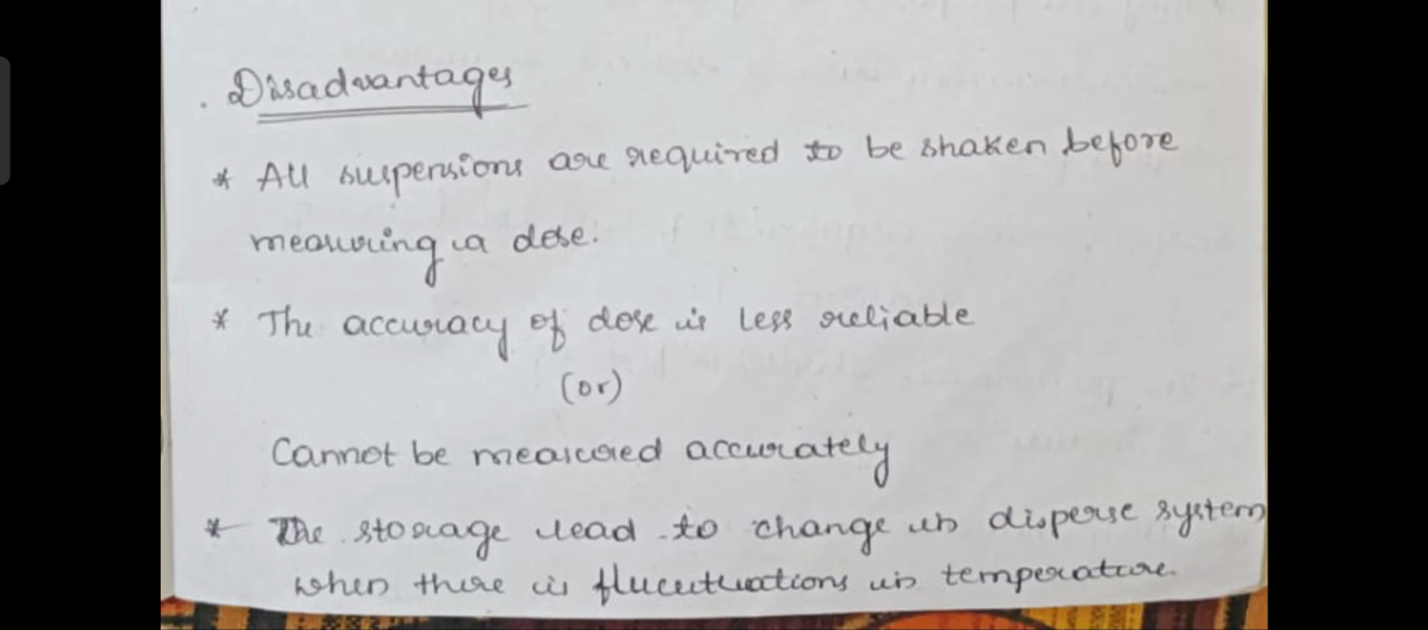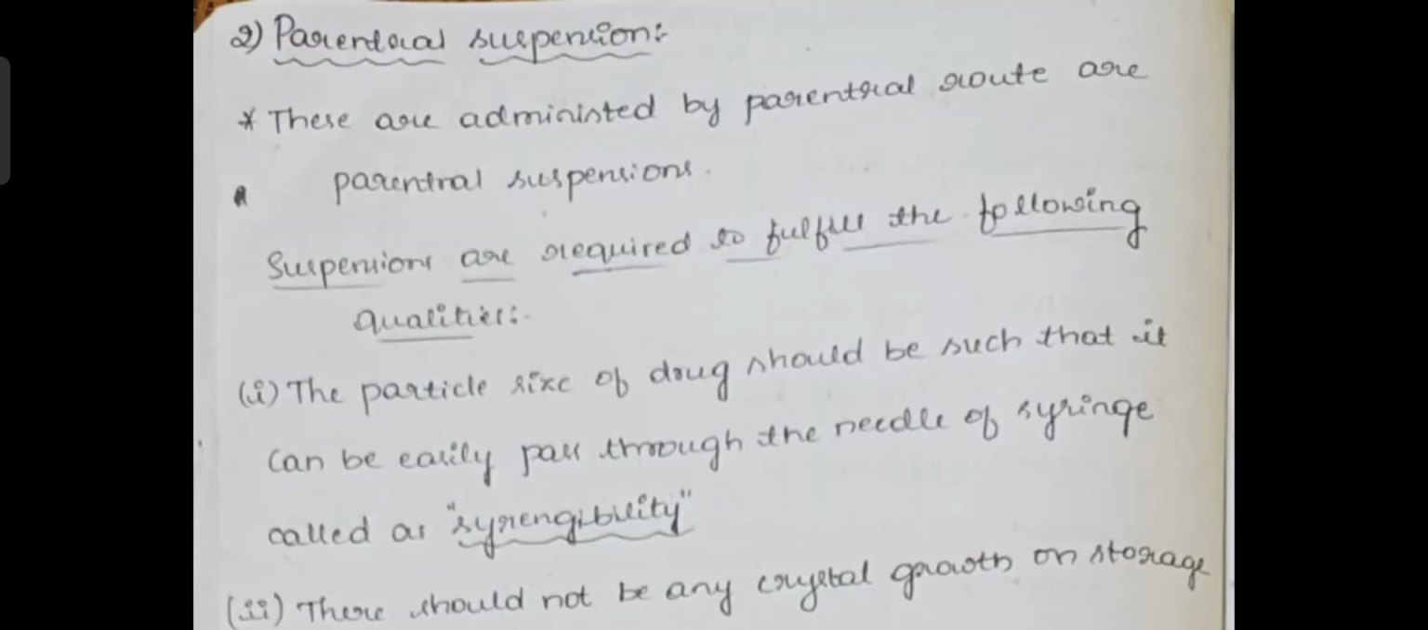The storage will lead to the change in the dispersed system when there is fluctuations in temperature. See, suspensions should not be frozen or kept in high temperatures, because alteration in the temperature will lead to changes in the dispersibility of the solid particles in the solvent. This was about the oral suspension.